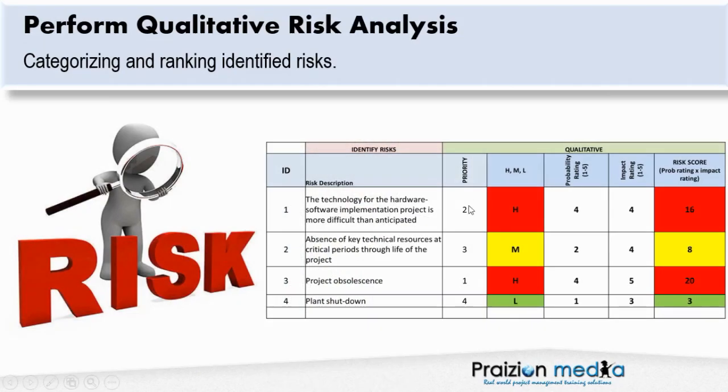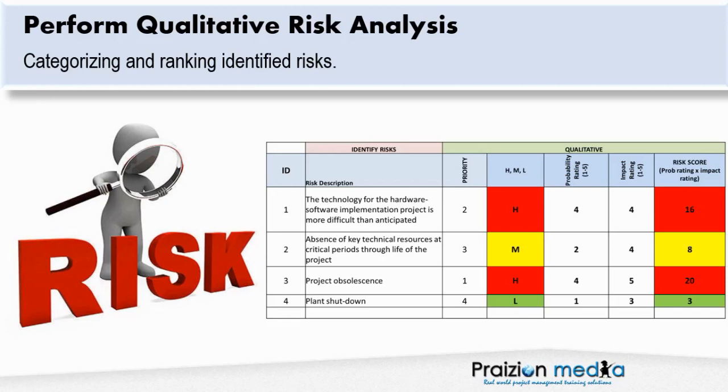Perform qualitative risk analysis. What is qualitative risk analysis? Take a look at the screen and you can see the traffic lights, the reds, yellows, and greens. And what do these mean? Well, this really means that a risk is high, medium, or low. Why do we want to categorize a risk as high, medium, or low? To categorize the risks in order of importance.